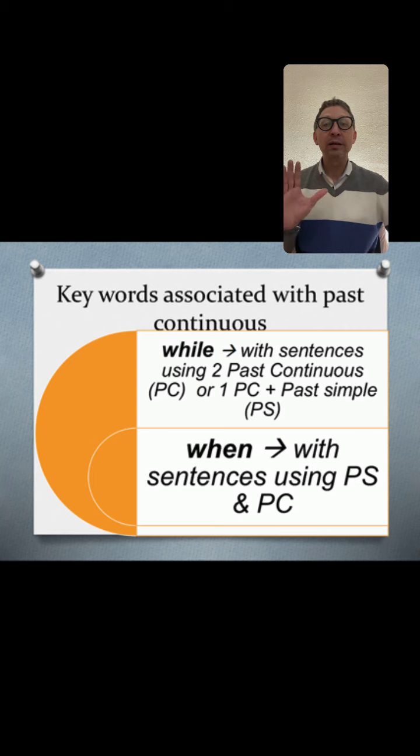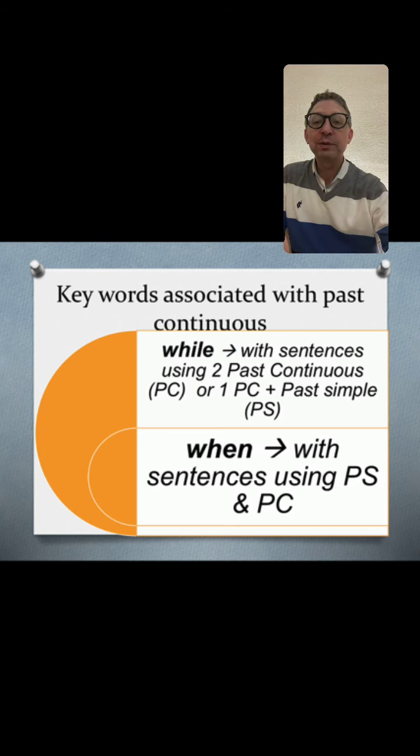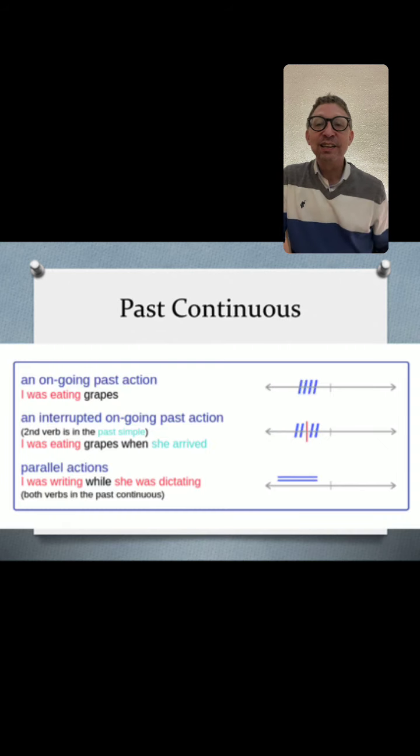While. While is used with sentences using 2 past continuous verbs or a past continuous and past simple. When is with sentences with a past simple and past continuous. So let's look at a few examples. Actually, what I'd like to do is, here's a little review. You can take a look.